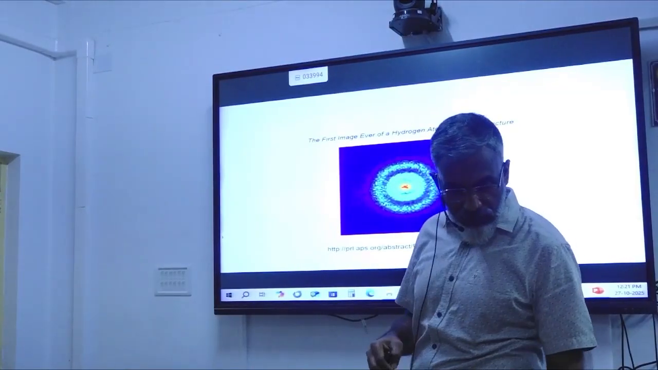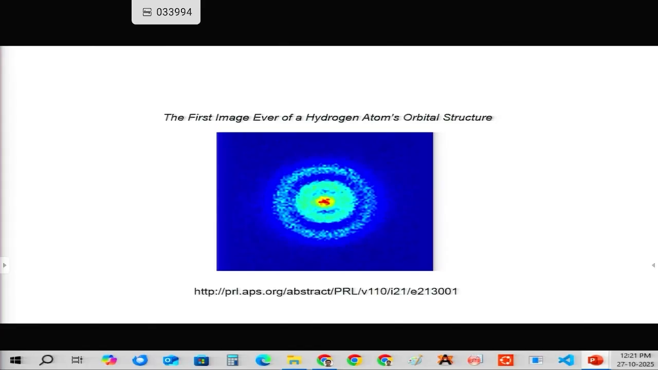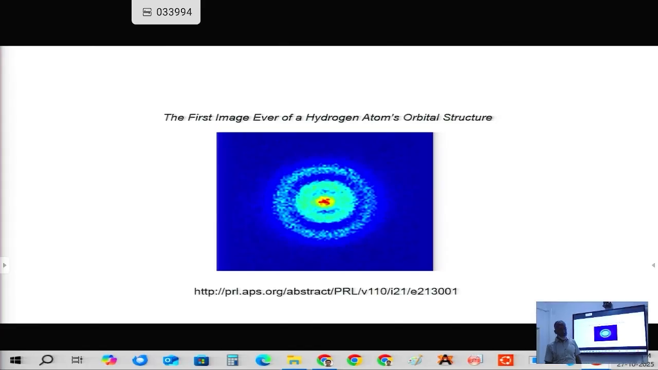I think I'll stop the lecture at this picture. This is the first photograph of hydrogen. Well, it's not a photograph, it's a spectrum again, but then this is a photograph, and it's in a paper in PRL. Probably in the 2000-something, I don't know the exact year, I forgot. So this is a picture. It looks something like this.